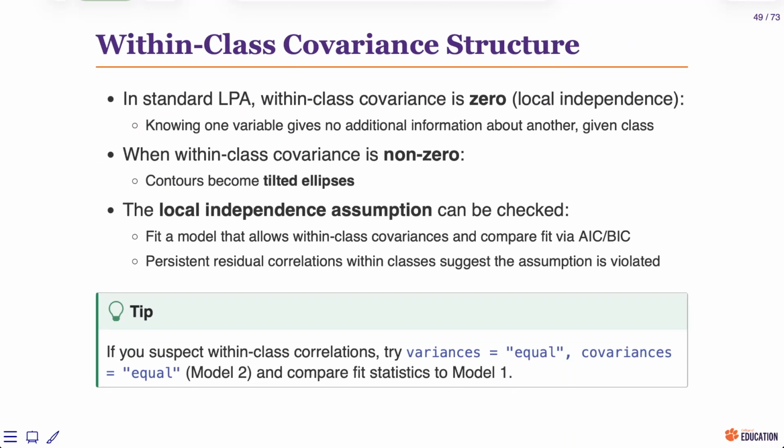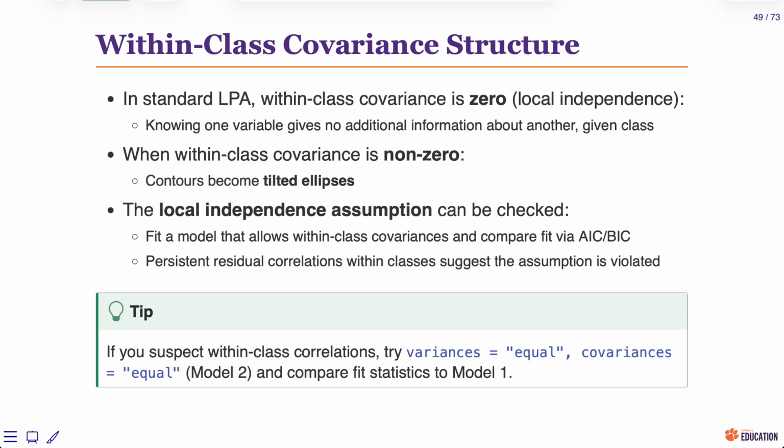So in a standard latent profile analysis, again, this is the assumption of local independence: we assume the within class covariance is zero. What that means is that any correlation among our items is fully described by the classes themselves, or the classes of observations are really giving rise to that correlation. I'll show this in the example in just a bit.